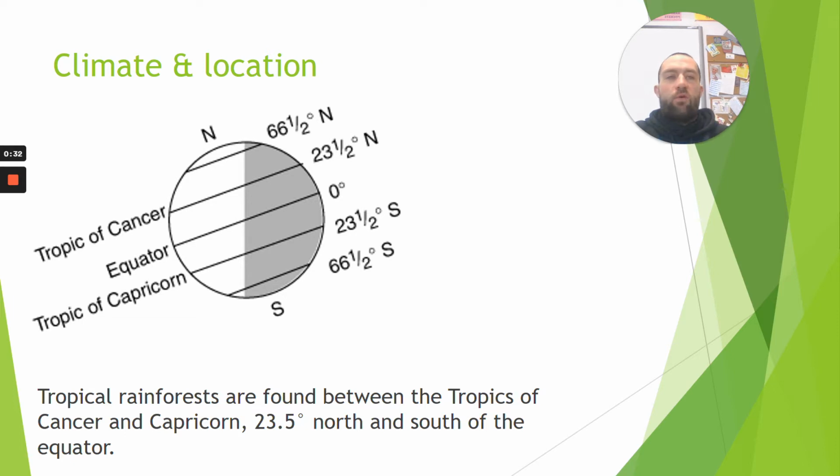So rainforests are located between the Tropic of Cancer and the Tropic of Capricorn. These are 23 and a half degrees, north and south of the equator. So you can see the Tropic of Cancer north of the equator and Tropic of Capricorn south of the equator. And our rainforest regions are located in between these two lines.